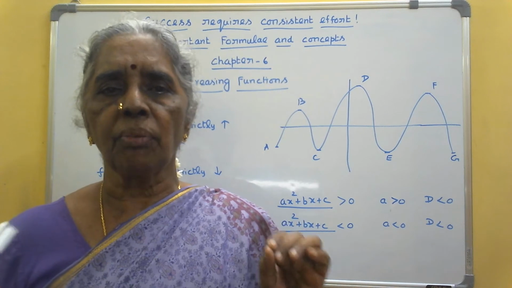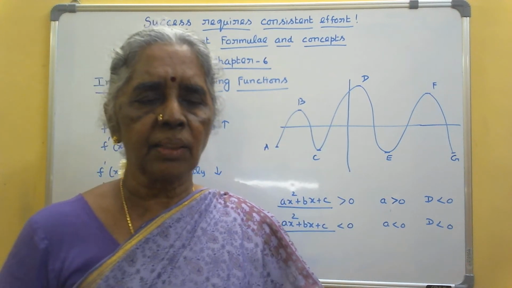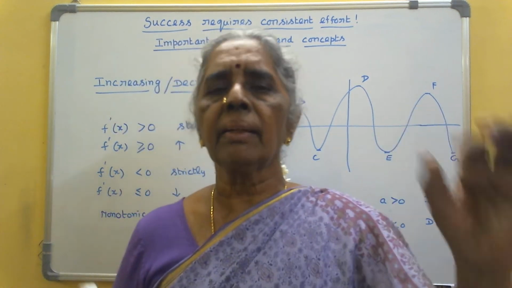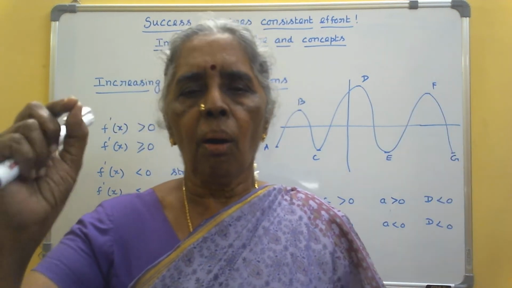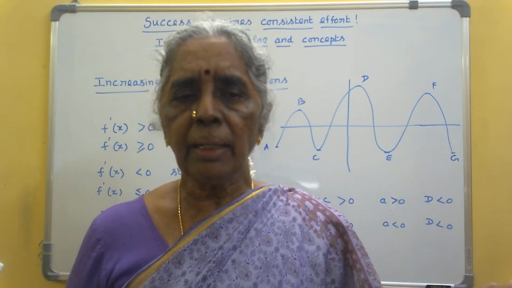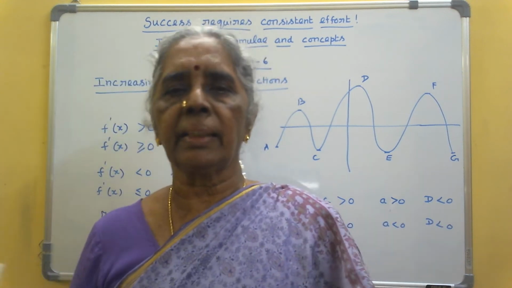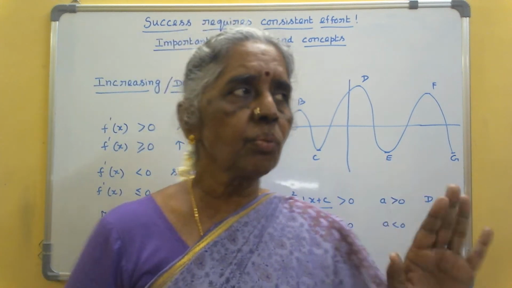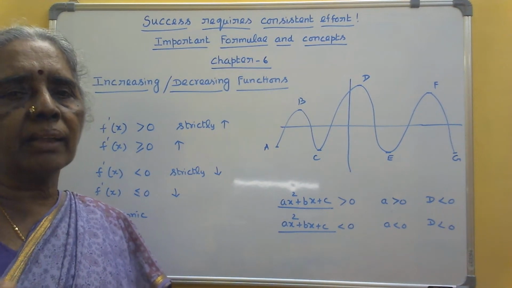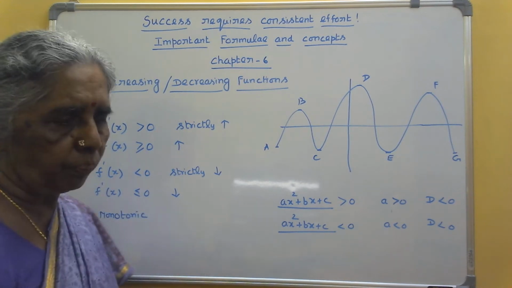Then you should know the word monotonic. A curve f of x is said to be monotonic if it either increases or decreases in a particular interval. Okay, it should only increase or decrease, not that half of increasing and then decreasing. So that is called monotonic. We will call monotonically increasing and monotonically decreasing, like that. So that you must know.